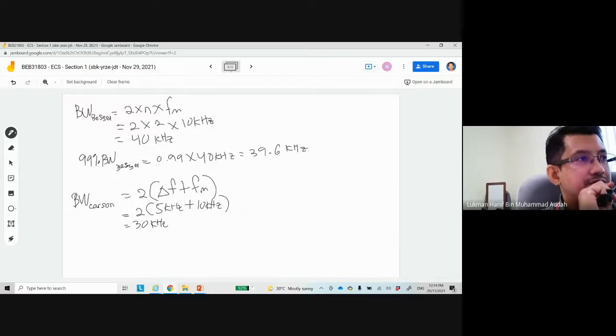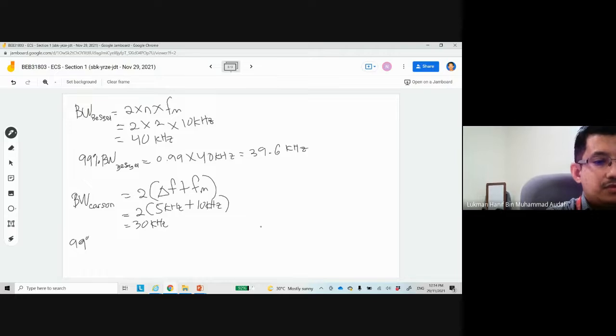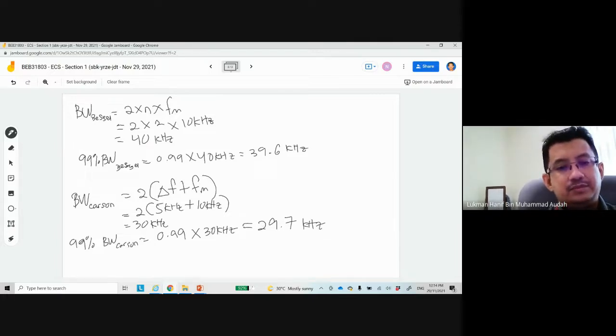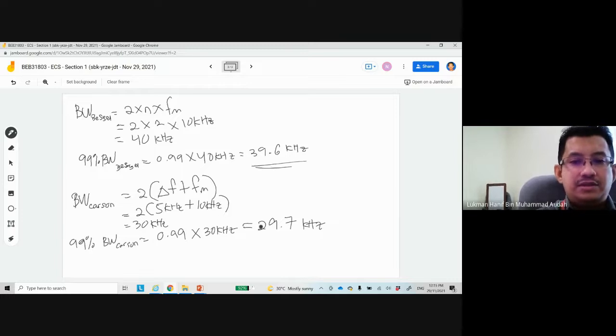Okay, 30 kilohertz. So therefore 99% of bandwidth Carson, that means this is equal to 0.99 multiplied with 30 kilohertz. Okay, so this is equal to 29.7 kilohertz. Okay, so we get the answer like this and this.